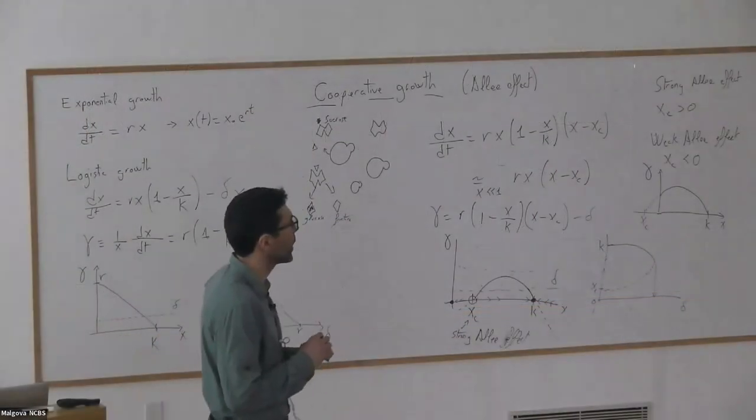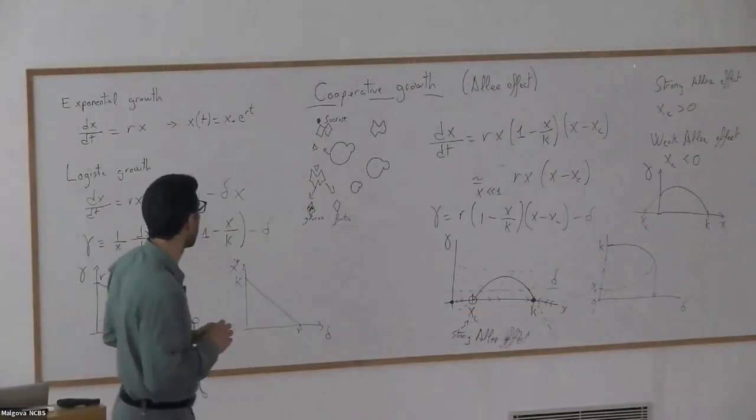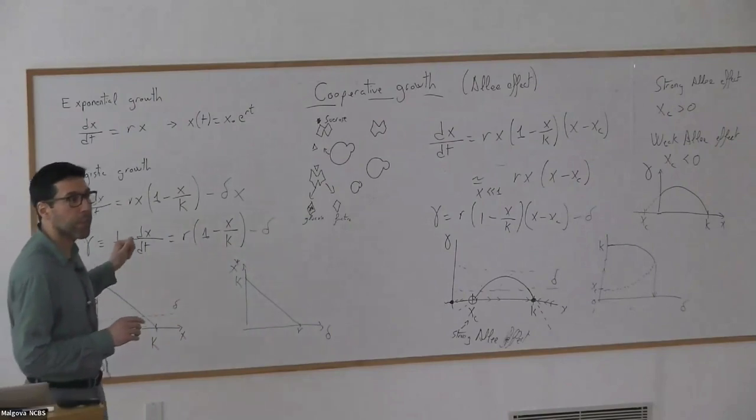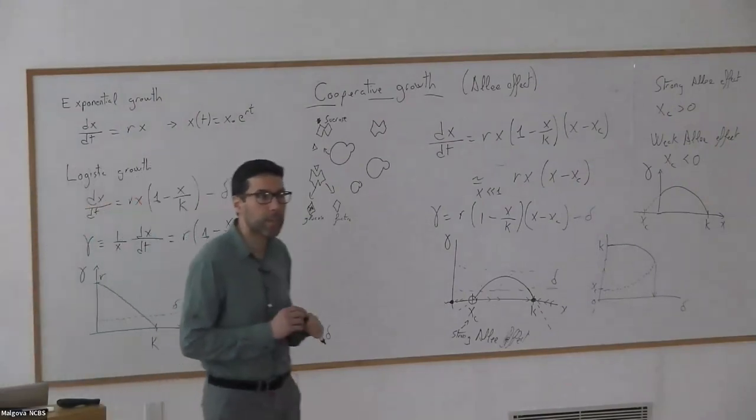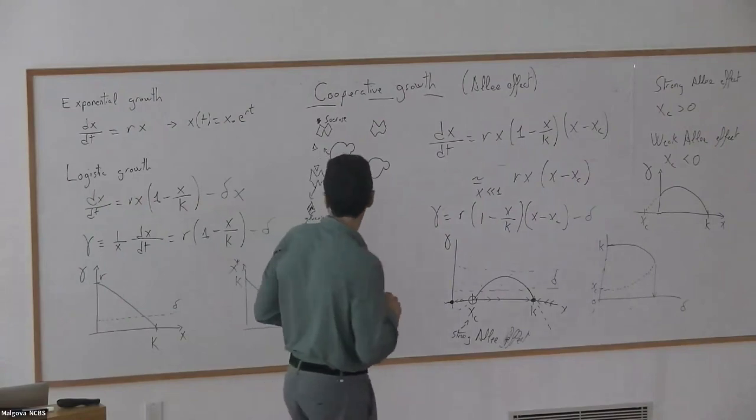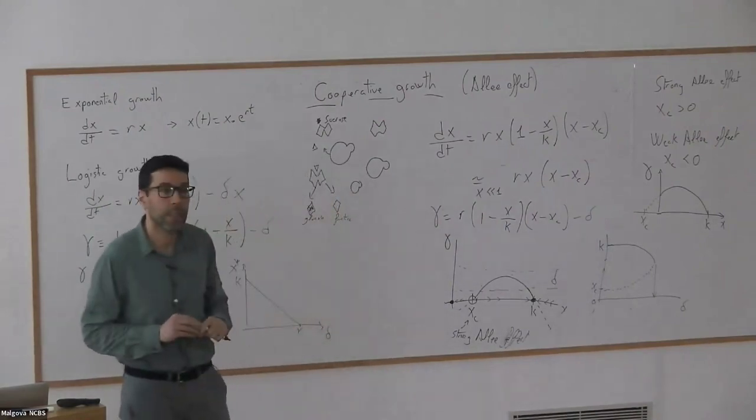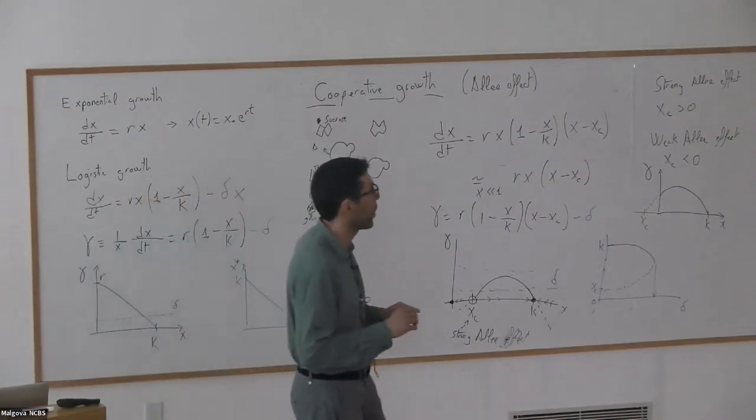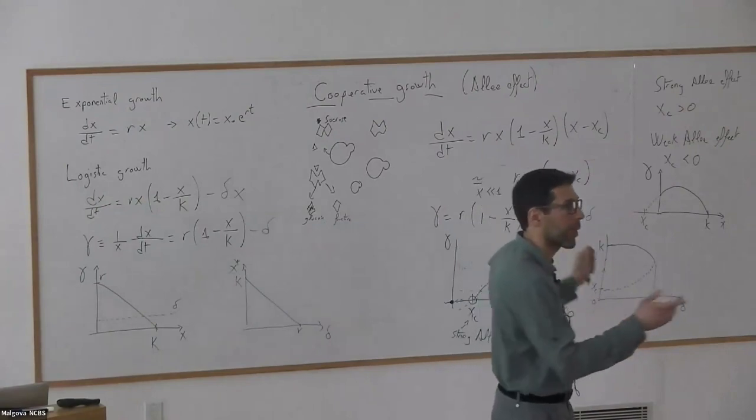So far we've seen how populations can grow, how this growth saturates as the population abundance is increasing, and also how exponential growth takes different forms if these populations cooperate to grow.